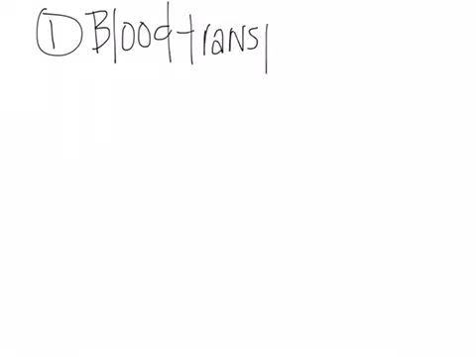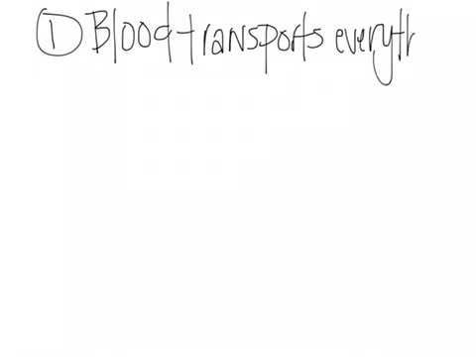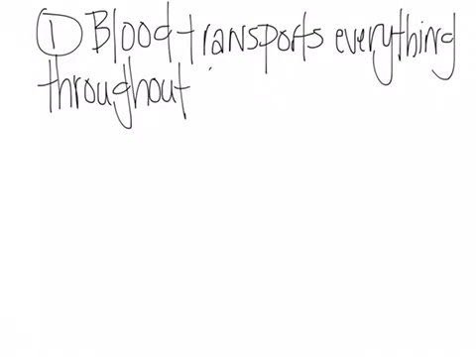Looking at question number 1, what is the function of blood and what type of tissue is blood? Remember, blood transports everything throughout the body. When I say everything, I'm talking about nutrients, gases, minerals, waste products. Everything gets transported basically through the blood throughout the body.